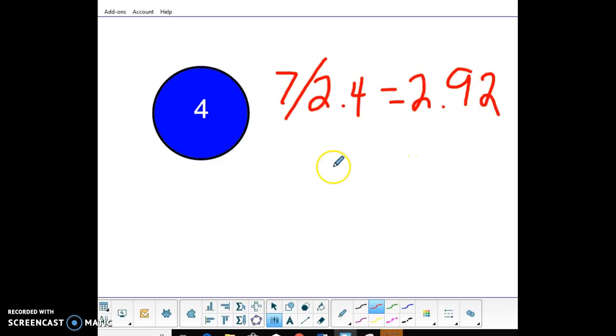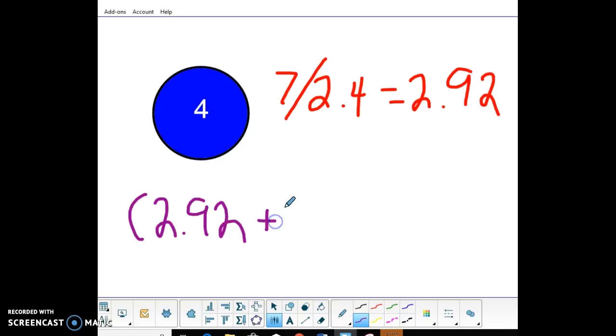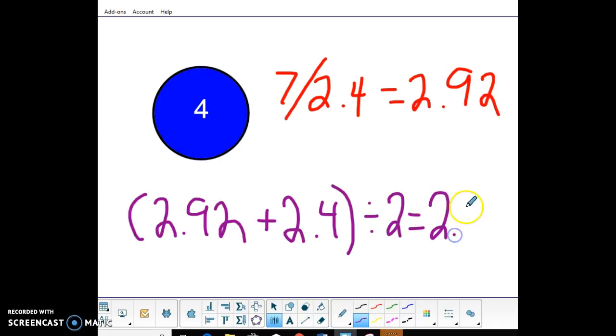Step 4. I just divided in step 3, 7 divided by 2.4, and I got the answer of 2.92. Once I do that, I have to find the average between your guess and the division problem you did in step 3. So, for example, that would be 2.92 plus 2.4 divided by 2. When I put that in, my answer would be 2.66.